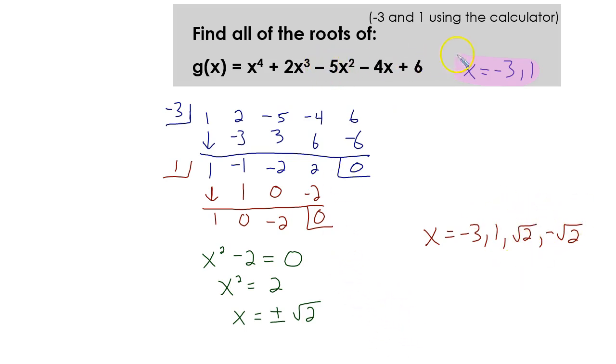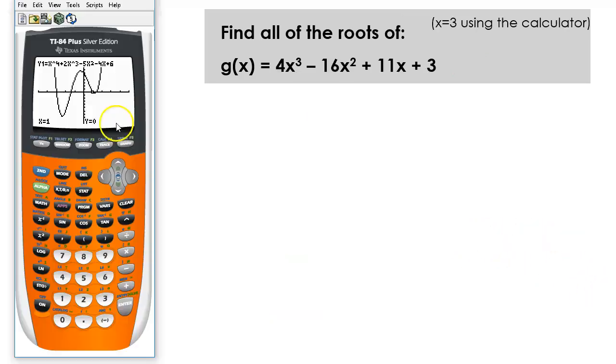So again, use my calculator to find 2 good ones. Use synthetic division with those 2 good ones to get the quartic down to a quadratic, then solve the quadratic to get the 2 remaining. We've got another one. Let's get this in our calculator first. So I'll clear what's here and start entering it in.